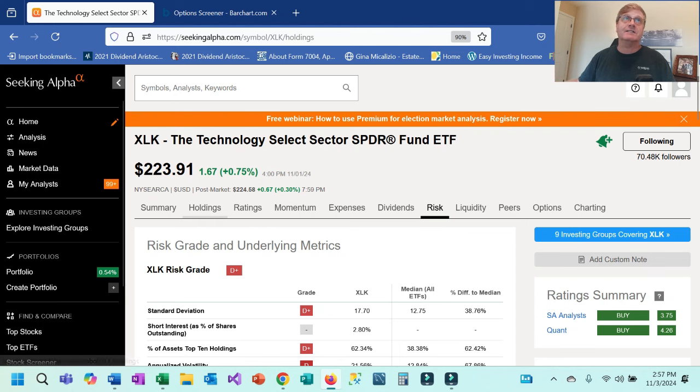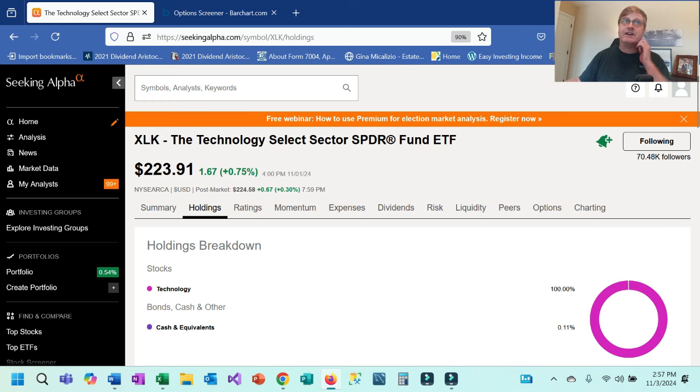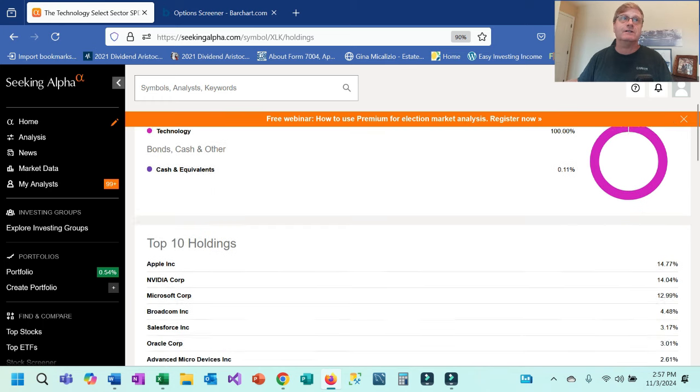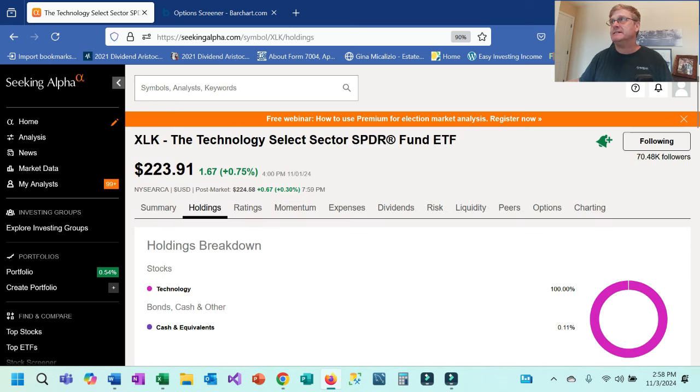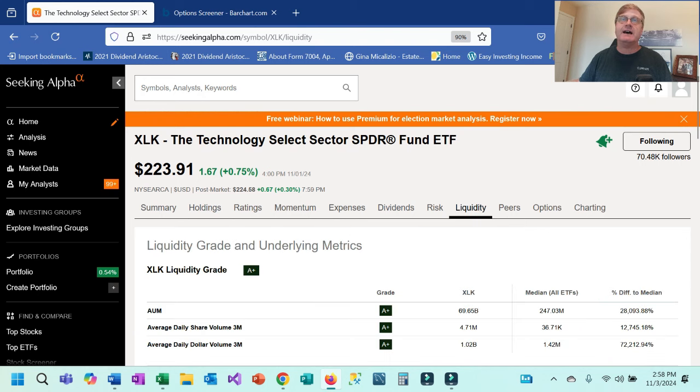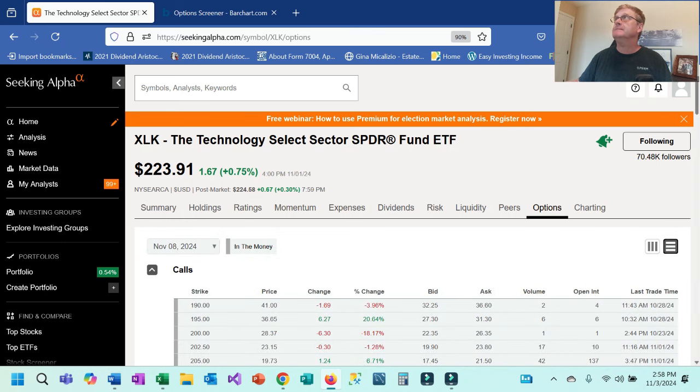One thing I really like to look at is holdings, and it also will give you other ideas. Any ETF, if you look at their holdings, you can get some ideas on some other potential investments. Now, they have 72 holdings, but you can see these are the top holdings: NVIDIA, Apple, Microsoft, Broadcom, Salesforce, Oracle, Advanced Micro Devices, AMD, Cisco, Accenture, Adobe. So some of the best, and that's typically what you find. And liquidity is quite high, so it's easy to get in and out, and the options are pretty significant.